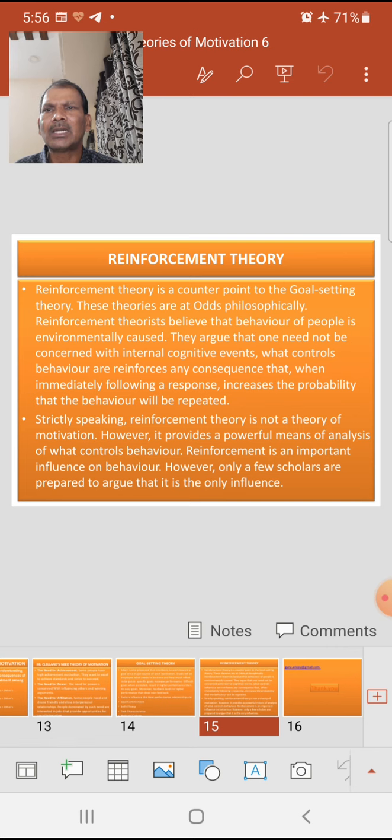Strictly speaking, reinforcement theory is not a theory of motivation. However, it provides a powerful means of analysis of what controls behavior. Reinforcement is an important influence on behavior. However, only a few scholars are prepared to argue that it is the only influence. The behavior one engages in at work and the amount of effort one allocates to each task are affected by the consequences that follow from one's behavior.